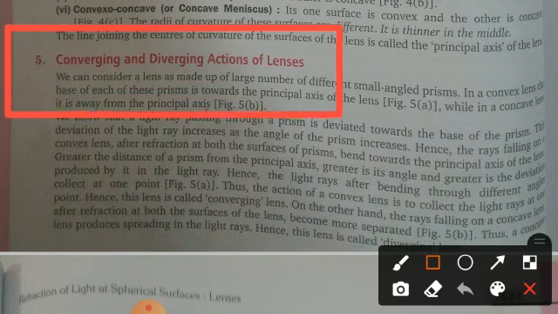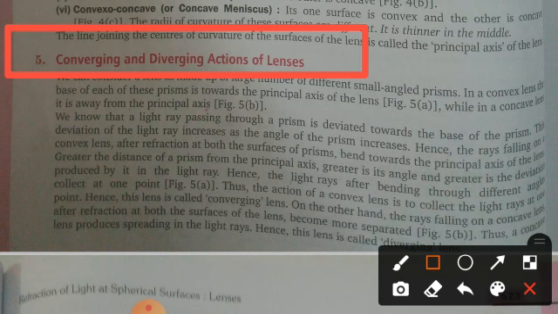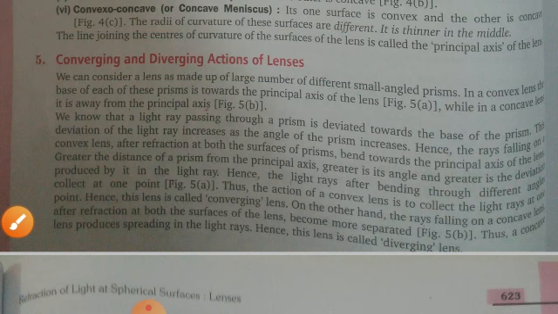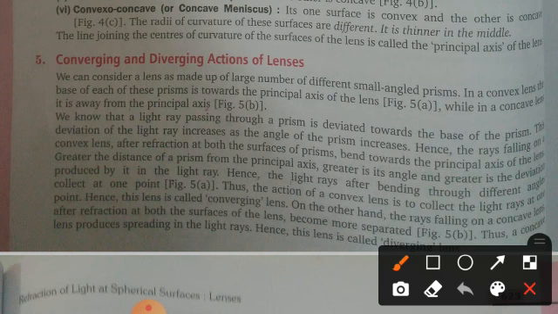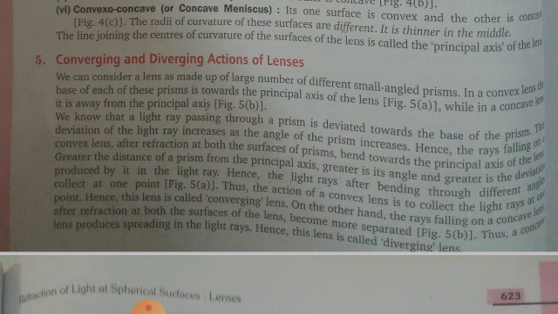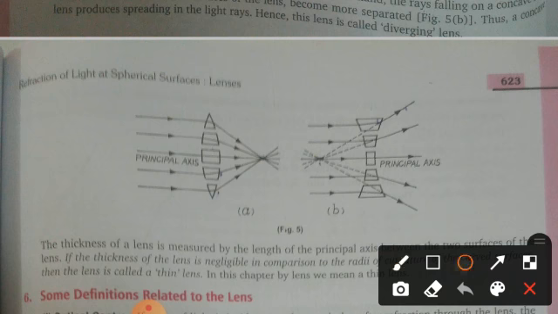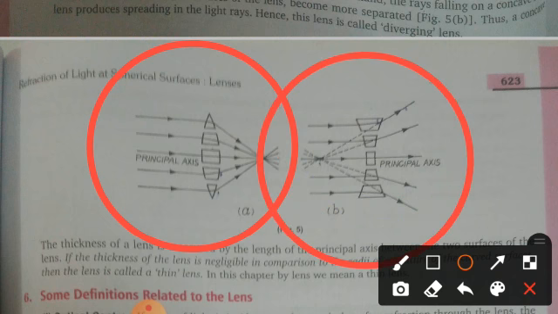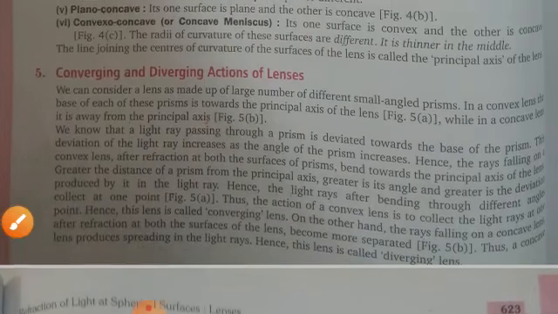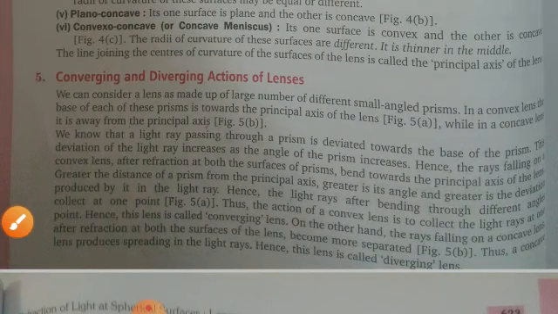Here we are going to discuss this topic. So what happened? We can consider a lens made up of a large number of different small angle prisms. Clear? In a convex lens, the base of each of these prisms is toward the principal axis of the lens. Figure 5a, you can see the figure number 5 given below here. These are the figures. This is figure 5a and this one is figure 5b. Clear? Now we will move upward. You can see in figure 5a, while in a concave lens it is away from the principal axis.